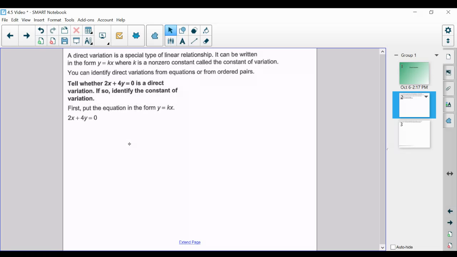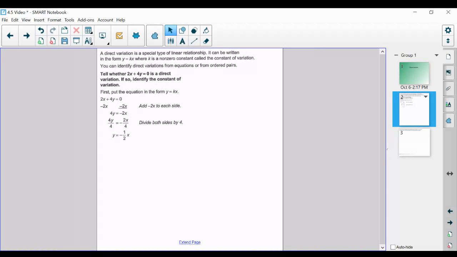We have to shift it to get it into y equals kx. To do that, we're going to subtract 2x on both sides, or add negative 2x, but I like to say subtract 2x. Then we get 4y equals negative 2x. Then we divide by 4 on both sides, and we get that y is equal to negative 1/2 x.